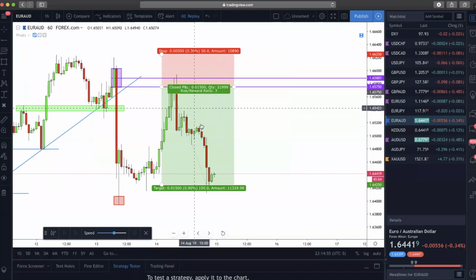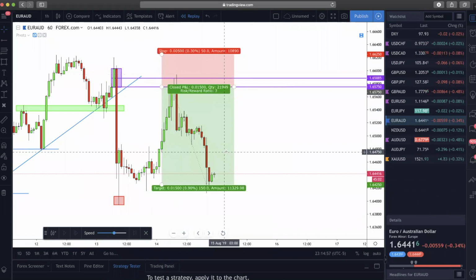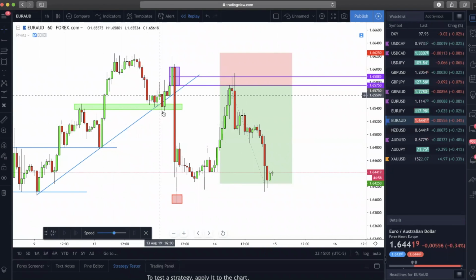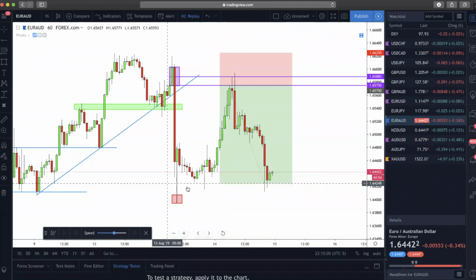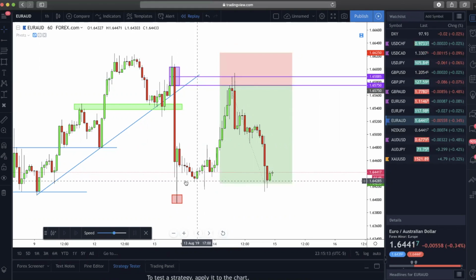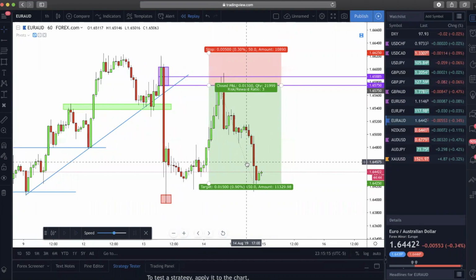So this trade was textbook. You can see how we had retail traders catching on here and trapped retail here with that big move down. And then price came back up to fill in the imbalance and to hit our sniper entry. And then we go back down here and target that liquidity at the lows for 150 pips.